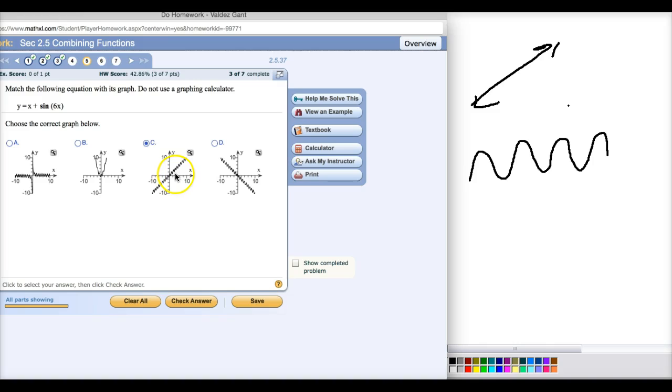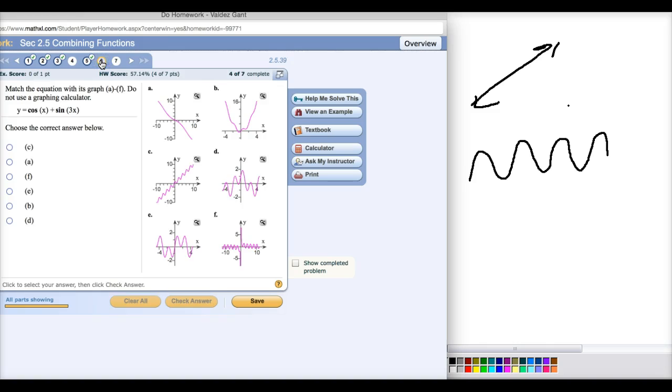I'll talk quickly about why A, B, and D would not work. If you look at A, we have the sine 6x part, with all the back and forth vibrations there, but it looks like it's mixed in with a rational function, in particular the rational function 1 divided by x. B looks like we have sine of 6x mixed in with a parabola, or y equals x squared. And D, although it looks like we have sine of 6x mixed in with a line, that line has a negative slope instead of a positive one. So this is why C would be our best choice for an answer.